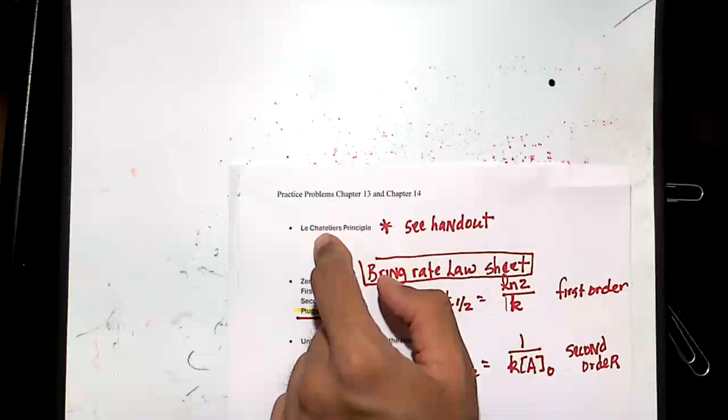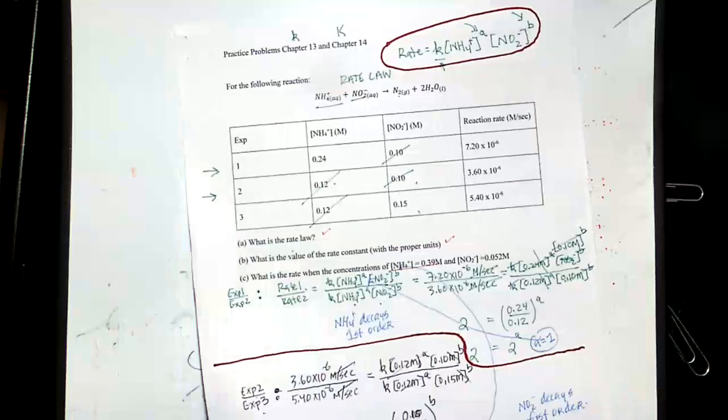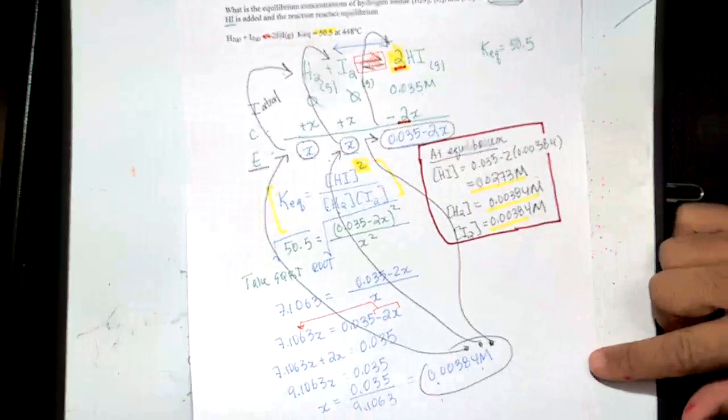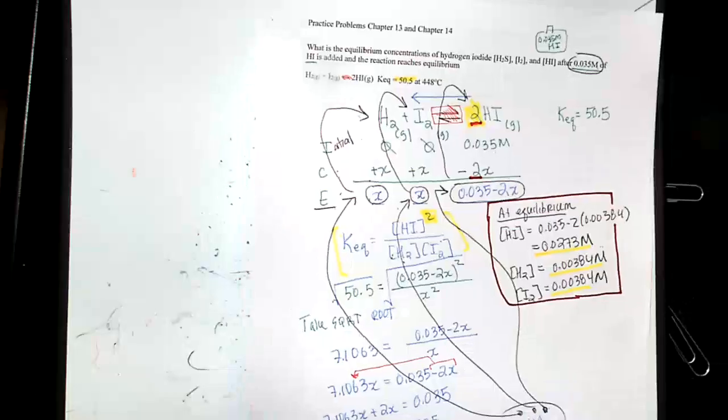We had a lab and we went over a handout. And then once again, a rate law problem. And an ice table problem. Rate law problem number 1. A rate law problem and ice table problem. For an ice table problem, you do not have to do the quadratic, just square root both sides.